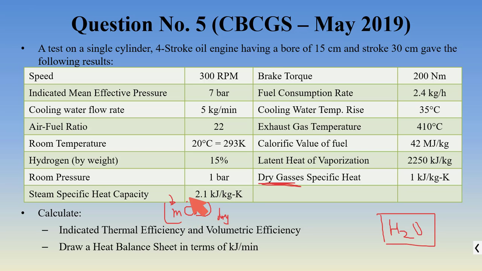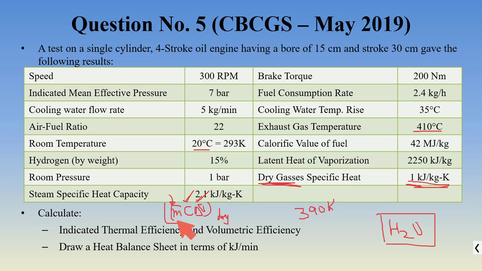Okay. What is the specific heat capacity of dry gases? It is already given to us. And what is delta T of dry gases? Delta T of dry gases is the exhaust gas temperature minus room temperature. So 410 minus 20, which is what? 390 Kelvin, right? So we know delta T of dry gases, we know the specific heat capacity of dry gases.